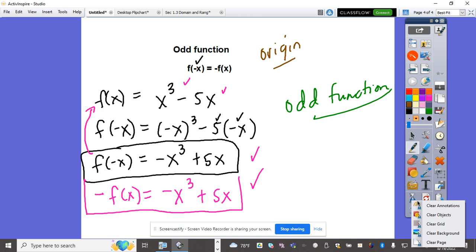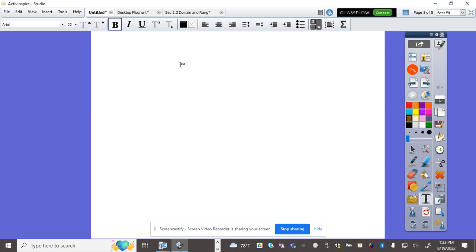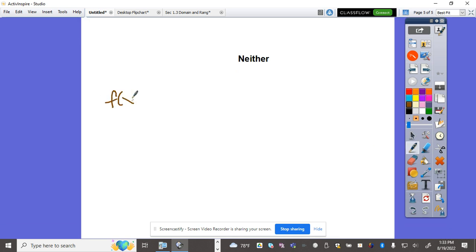Would it be always even or odd? No. We can always check if it's even or odd, or it could also be neither. Neither means it's not odd nor even, but obviously you have to prove it and show it. How do you get it? For example, let's keep it simple here. Let's have a linear function, f of x equal to x minus 4.